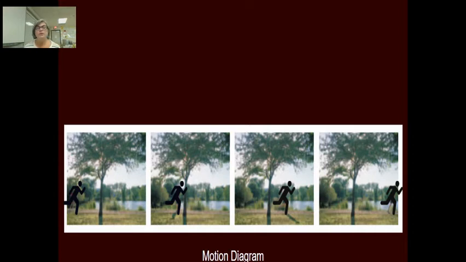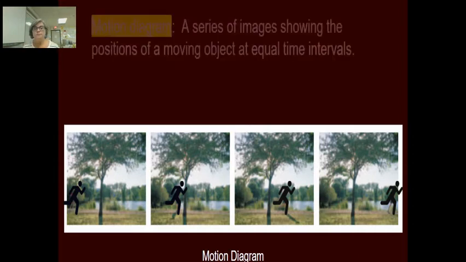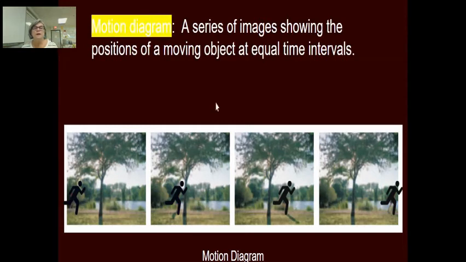Okay, in a motion diagram, and I apologize, this says motion diagram, a series of images showing the positions. So here's the runner at the first interval of time. Here's the runner at the third interval of time, fourth interval of time. The time intervals are the same, and we're showing the object's position at each one of those time intervals. And we can also determine the distance that the object has moved.